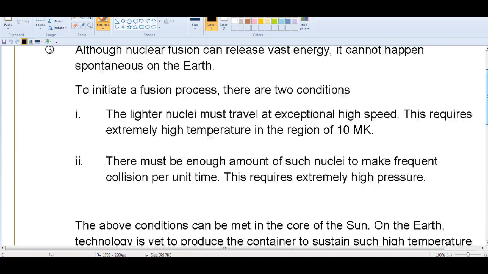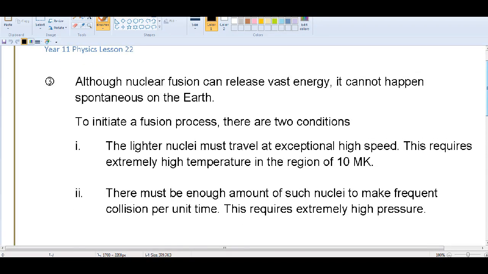All right, so nuclear fusion can release vast energy, but it cannot happen spontaneously on Earth, just like fission cannot happen spontaneously on Earth, even though they can release vast energy, because there's some energy barrier to stop it from happening. To initiate the fusion process, there are two conditions.